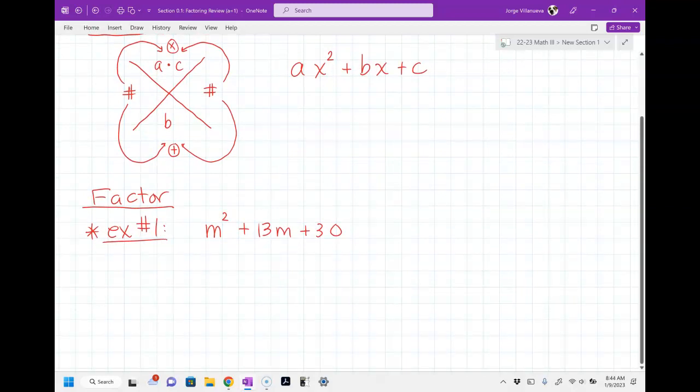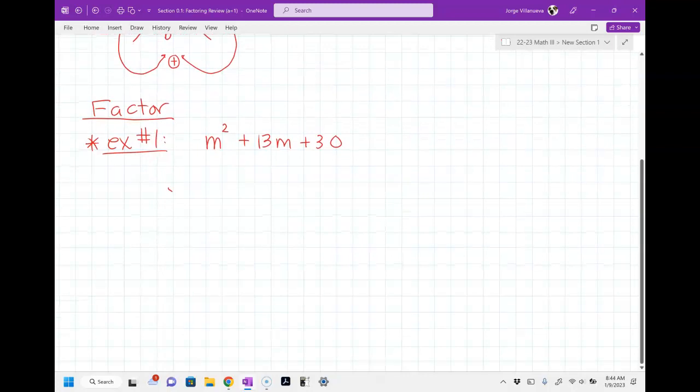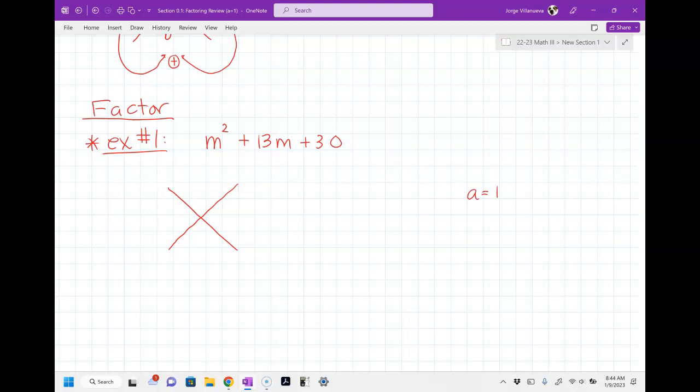So notice how my a term is 1, okay? Like I said, all these problems are going to be a equal to 1. So if a is 1, these are easier, okay? If a is not 1, they become a little bit more difficult, okay? So when I do my X method, I got to multiply my a term and my c term, okay? Now, if you want, you can list your a, b, c's to the side. I can put them over here. My a is a 1, my b is a 13, and my c is a 30. Okay, so those are my ABCs.